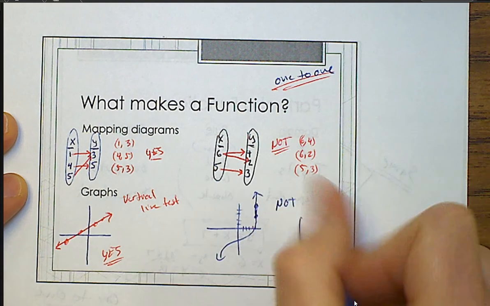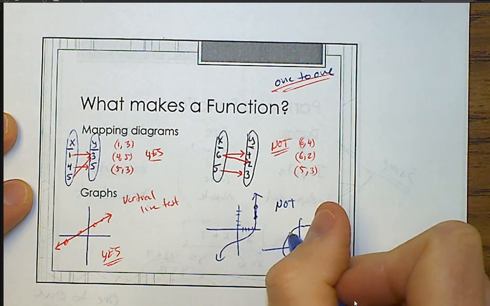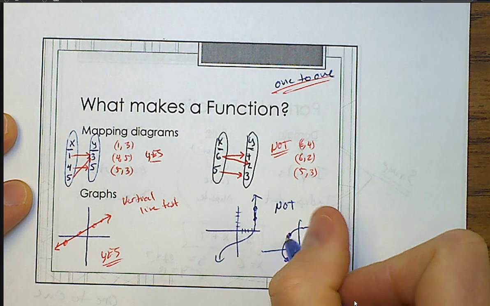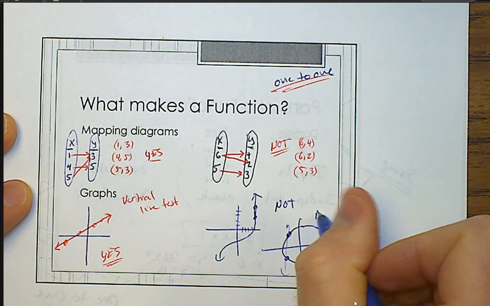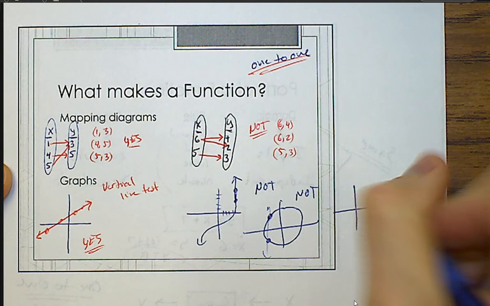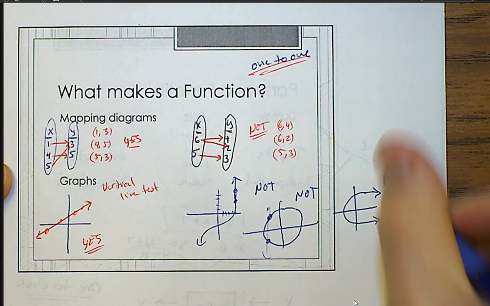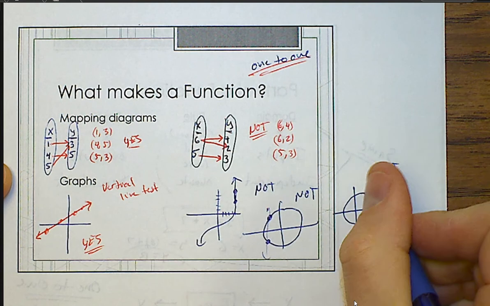Here's another example, just a circle, right? This point here and this point here, they're on a vertical line. That is not a function. Another example, we just got done doing square root functions, and so if you had something like that, that is not a function because it doesn't pass the vertical line test, okay?